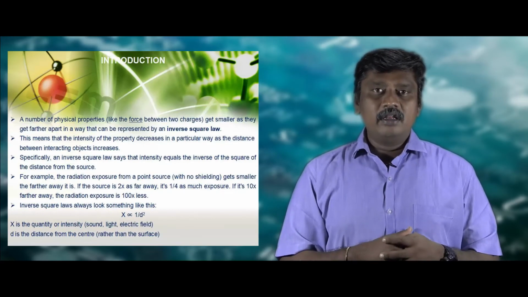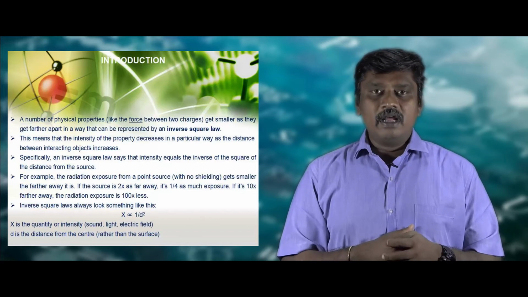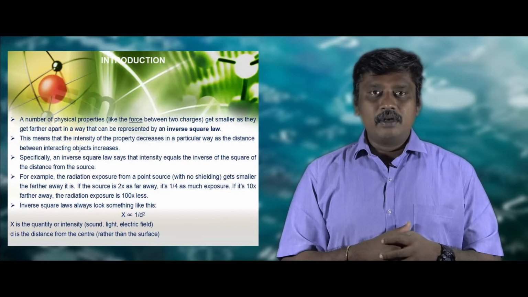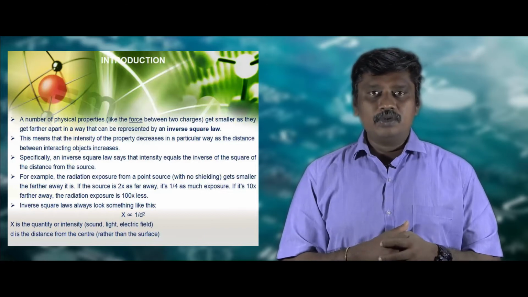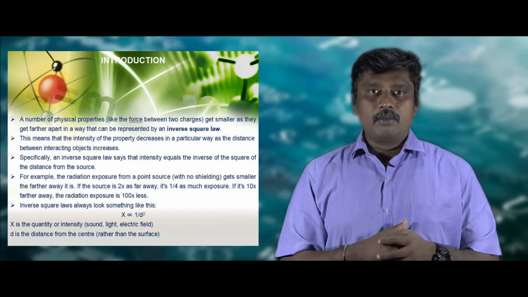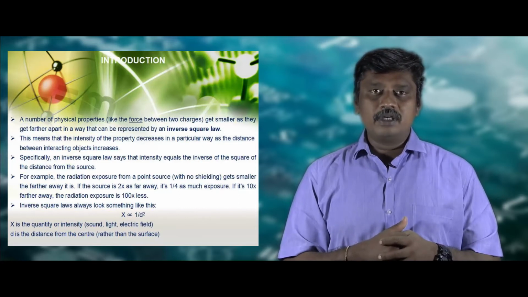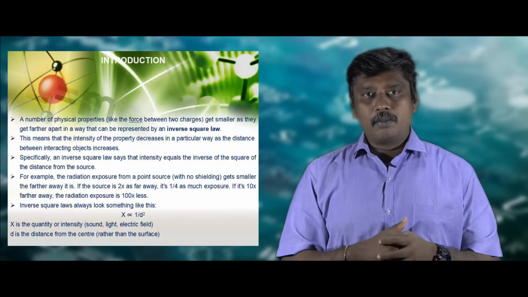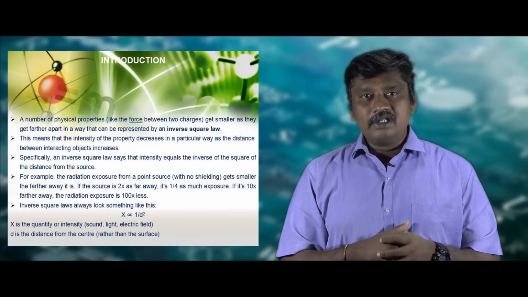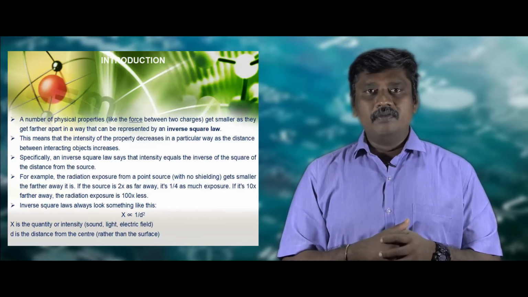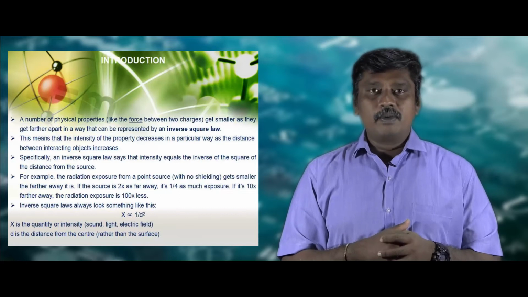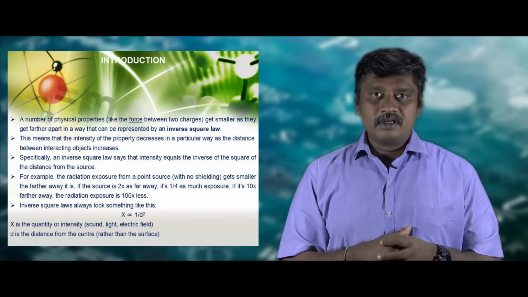A number of physical properties get a smaller value when they are farther apart from each other. For example, if we consider the force between two charges, the force is the physical property, and it gets smaller if the distance between the two charges increases. Then the intensity of the physical property decreases with the increase of the distance. That's why we say that the intensity is inversely proportional to the square of the distance.